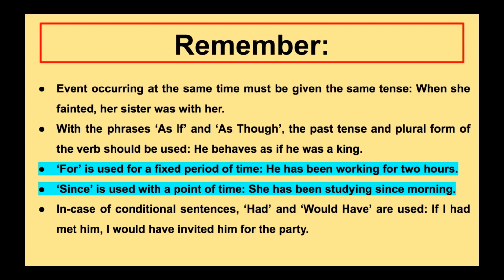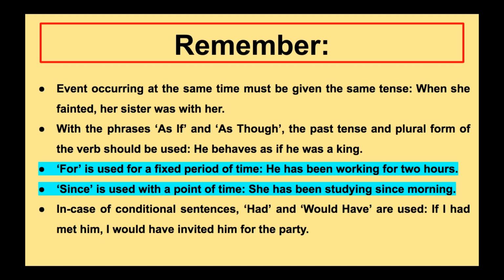So, dear students, always remember event occurring at the same time must be given the same tense. For example, when she fainted, her sister was with her. With the phrases as if and as though, the past tense and plural form of the verb should be used. For example, he behaves as if he was a king.